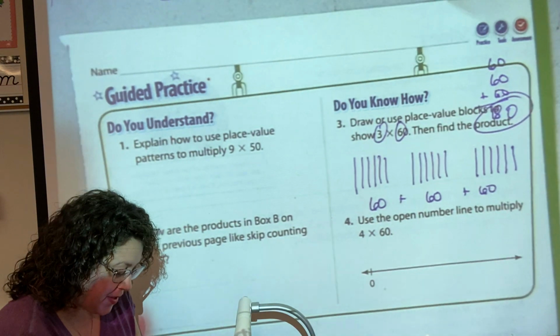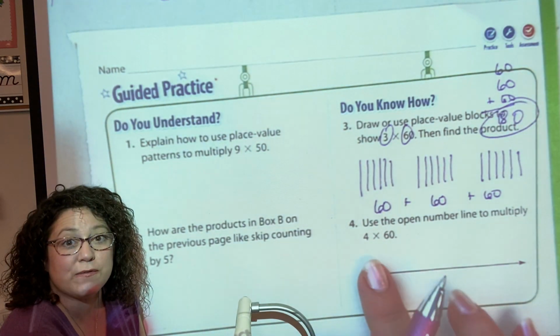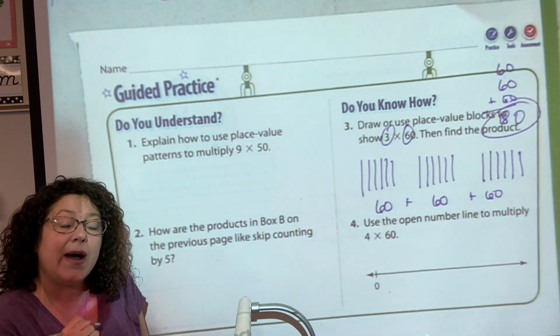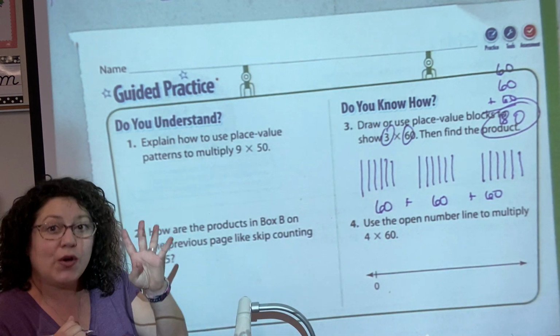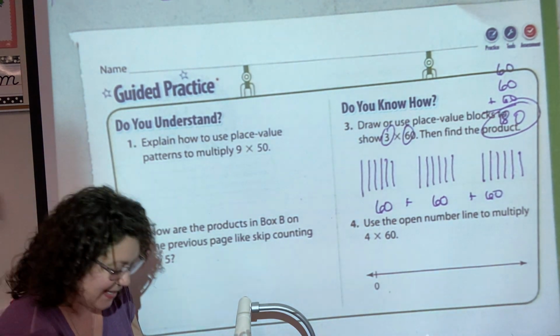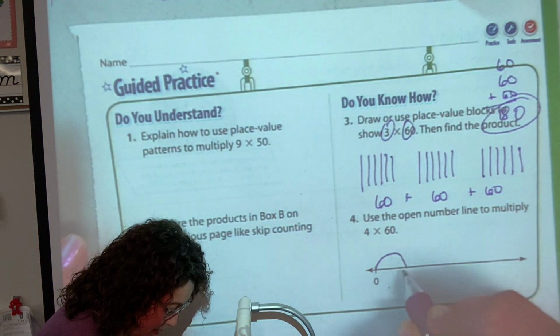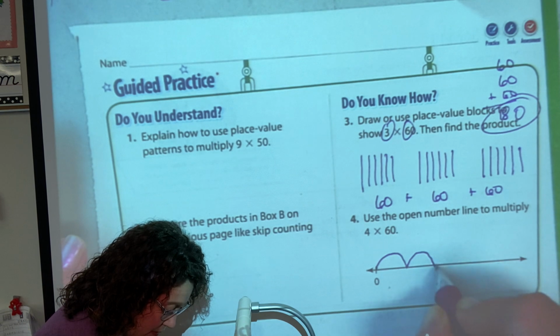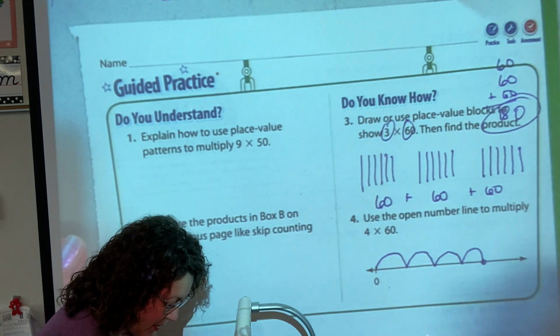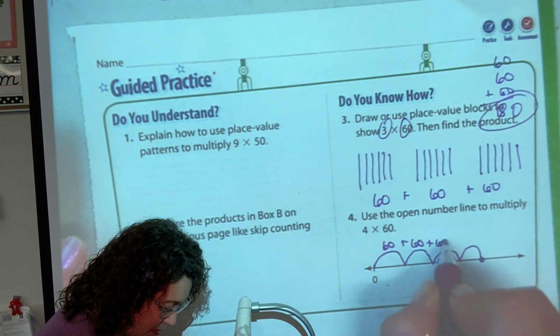This one says use a number line. So we have 4 times 60. That means 4 groups of 60. So how many jumps are we going to make? 4 jumps. And what's going to be in each jump? 60, exactly. 1, 2, 3, 4. So that's 60 plus 60 plus 60 plus 60.